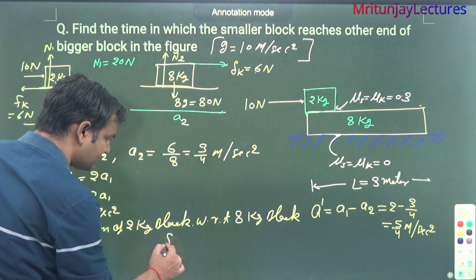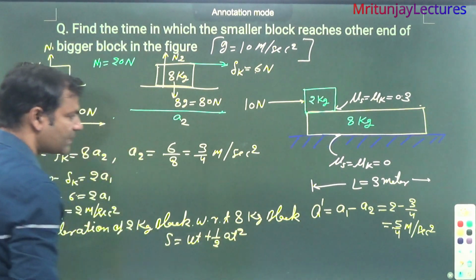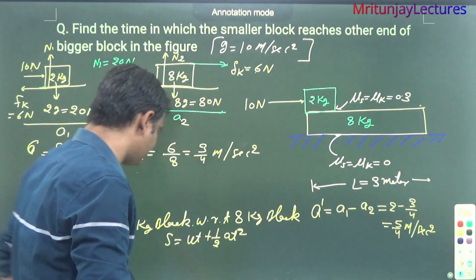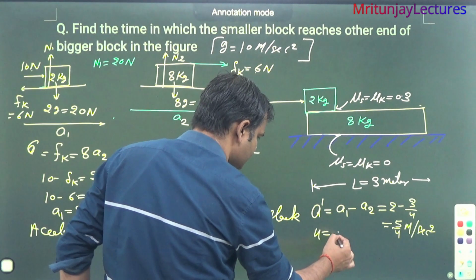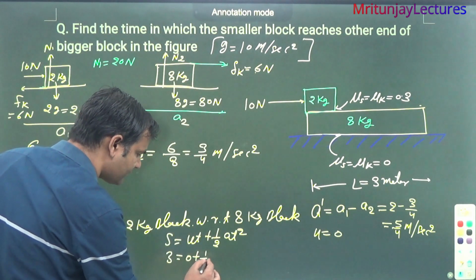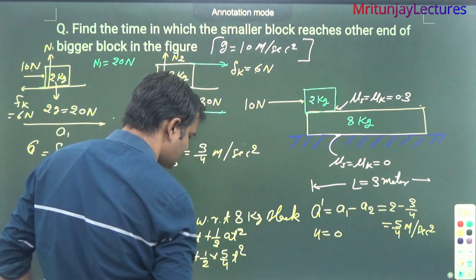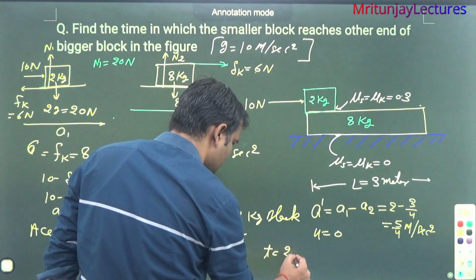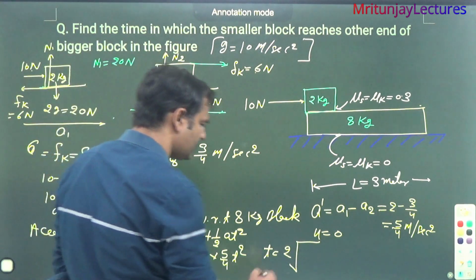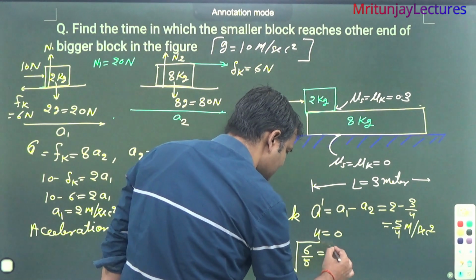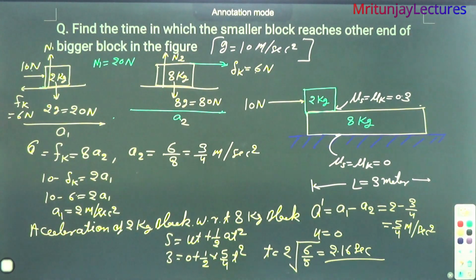I know that S is equal to ut plus half at square. What about S? That is 3. Initial velocity of this block, u, is equal to 0. So put here 0 plus half. What about A? 5 by 4 into t square. So t is written as 2 under root 6 by 5. That is 2.16 second. This is the final answer. Okay, make it.